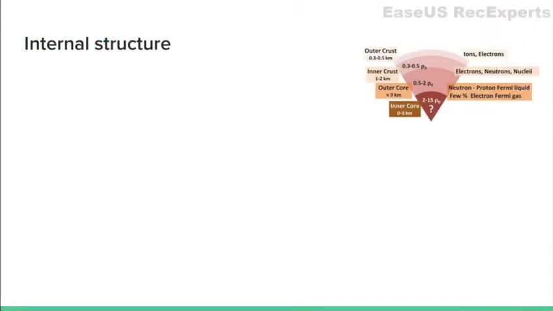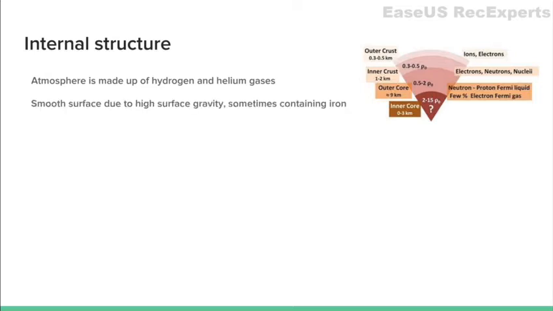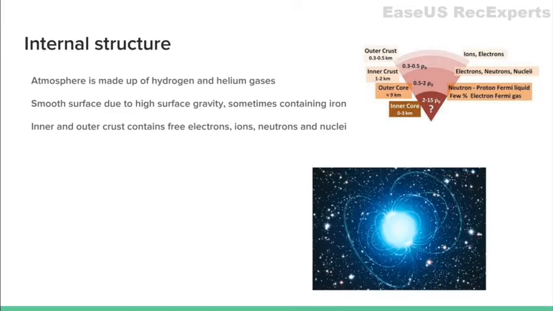Just like any other planet, neutron stars contain an atmosphere, a crust, and a core. Its atmosphere is primarily made up of hydrogen and helium. The surface is very smooth due to the high surface gravity, and sometimes the surface can contain iron. The inner and the outer crust contain a range of particles like free electrons, ions, neutrons, and nuclei, where these nuclei have large quantities of neutrons that would instantly decay if not for the high pressures in a neutron star. They contain charges like electrons, and due to its extreme rotational speeds, this contributes to its enormous magnetic fields.